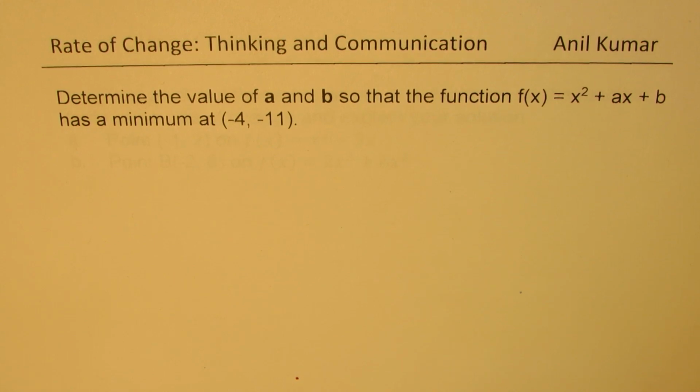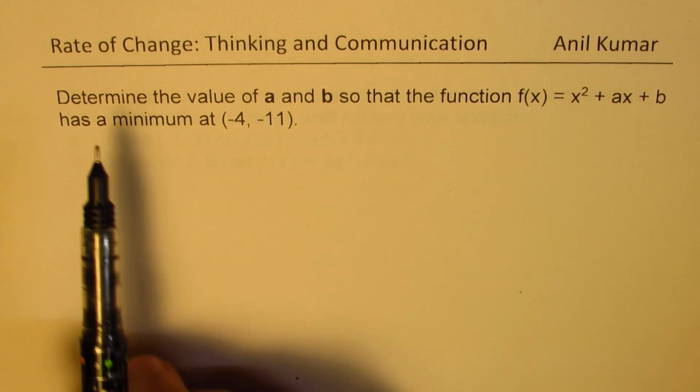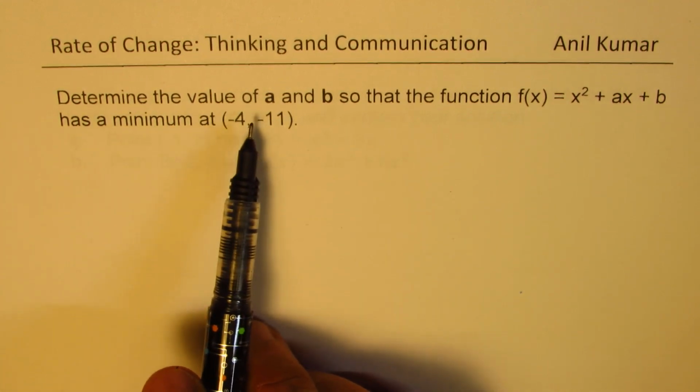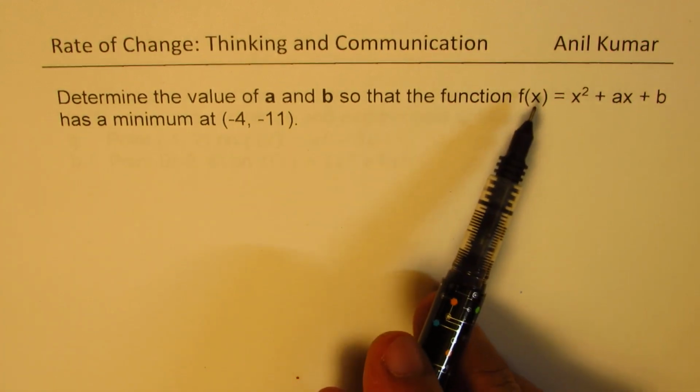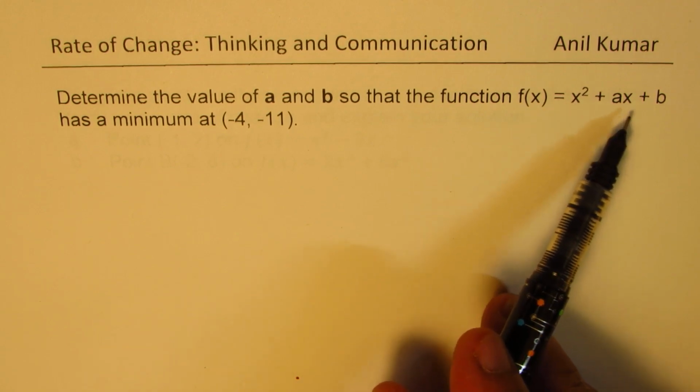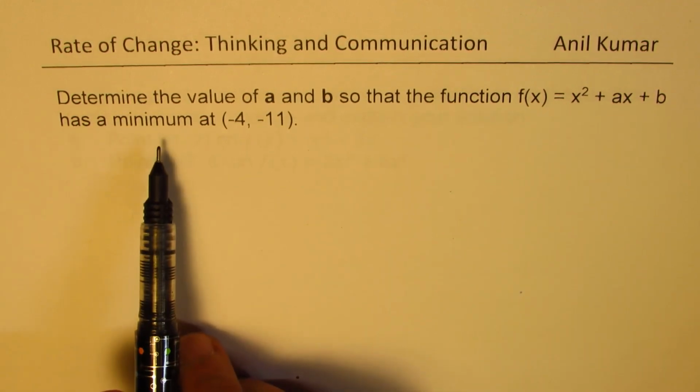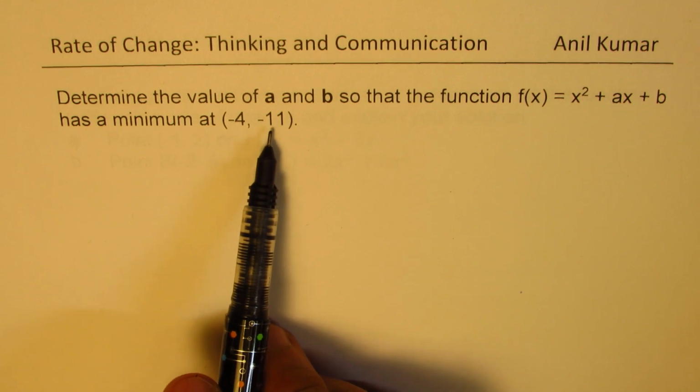I'm sharing with you some thinking and communication test questions. Determine the value of a and b so that the function f of x equals x squared plus ax plus b has a minimum at minus 4, minus 11.